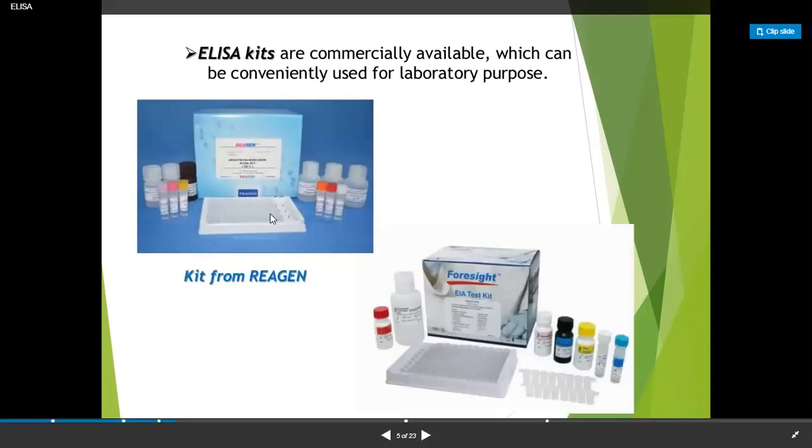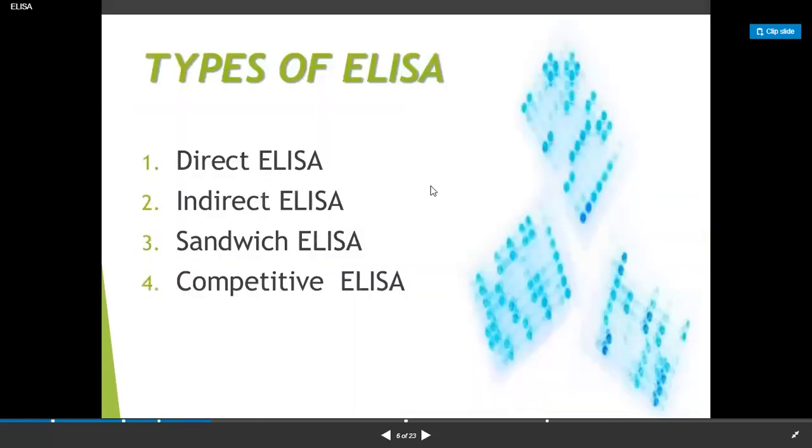So this is a test kit of ELISA, and this is the microtiter plate, and these are the reagents including the antigen and antibody. What are the types of ELISA?